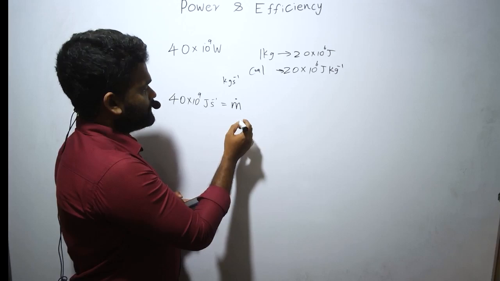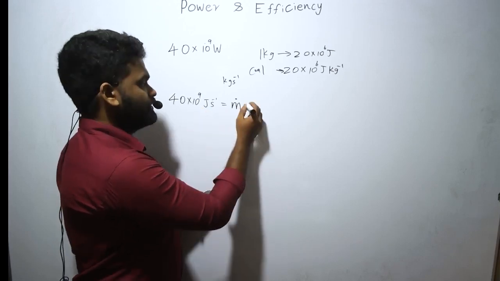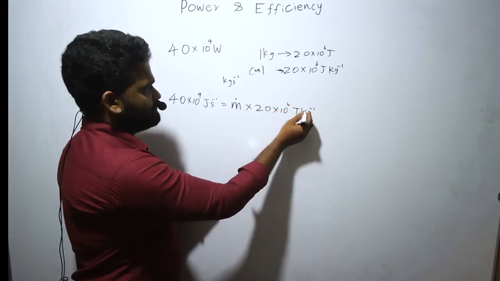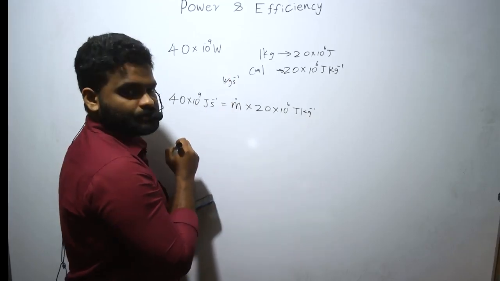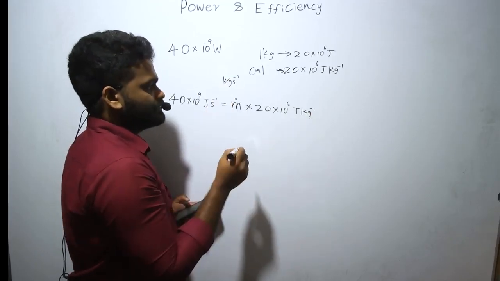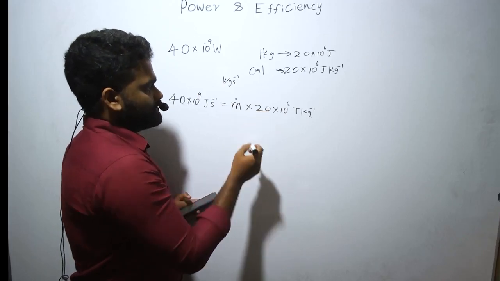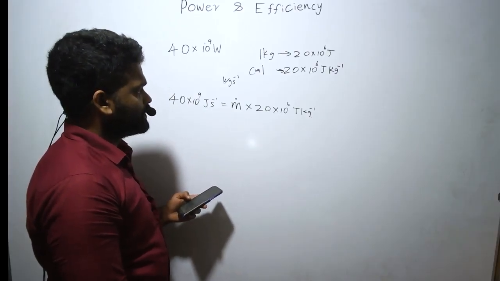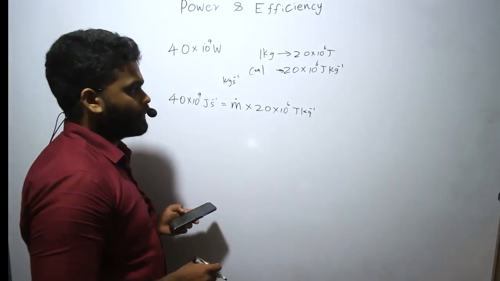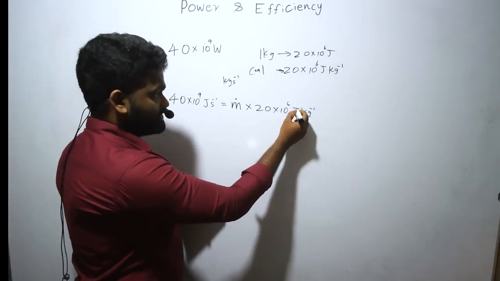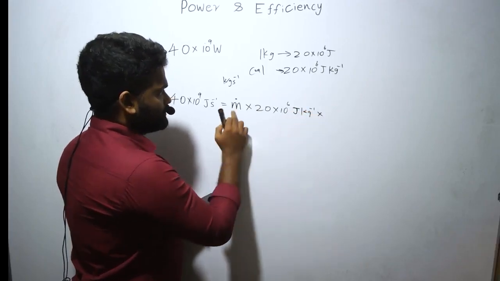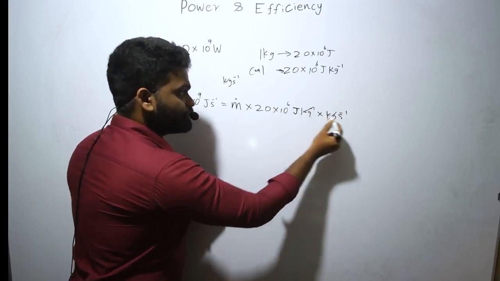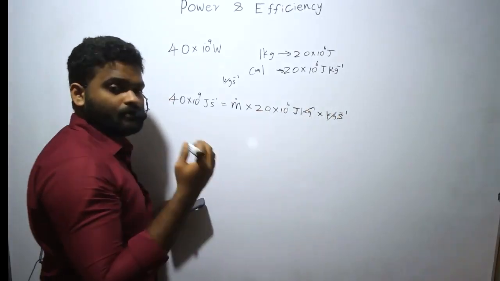So you know that this should be matched with this side. So you have to multiply by 20 times 10 to the power 6 joules per kilogram. You can see if you multiply, kilogram cancels with per kilogram. Then you end up with per second, right? Then you just have to find this m dot. The unit of this one is kilograms per second. Kilogram cancels off, you get joules per second. Joules per second means watts.